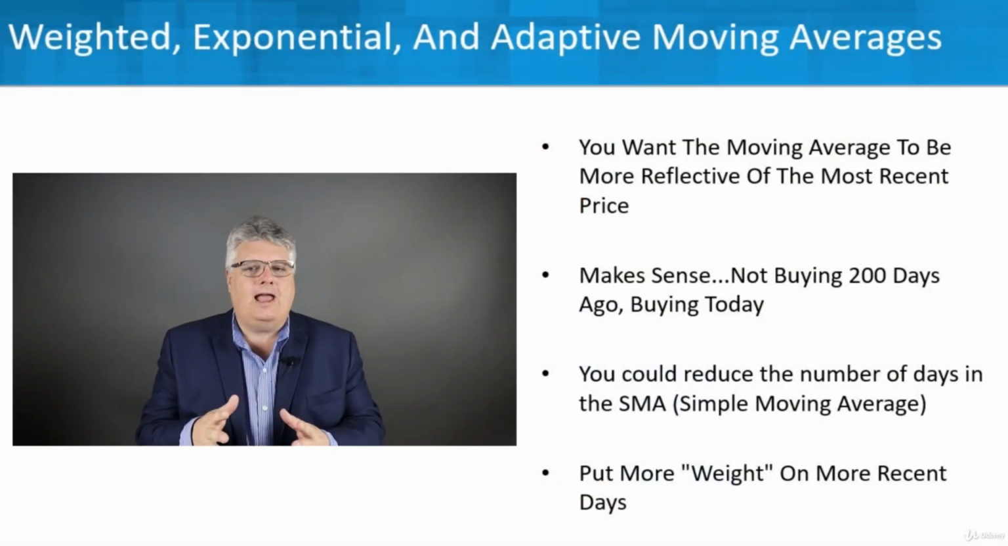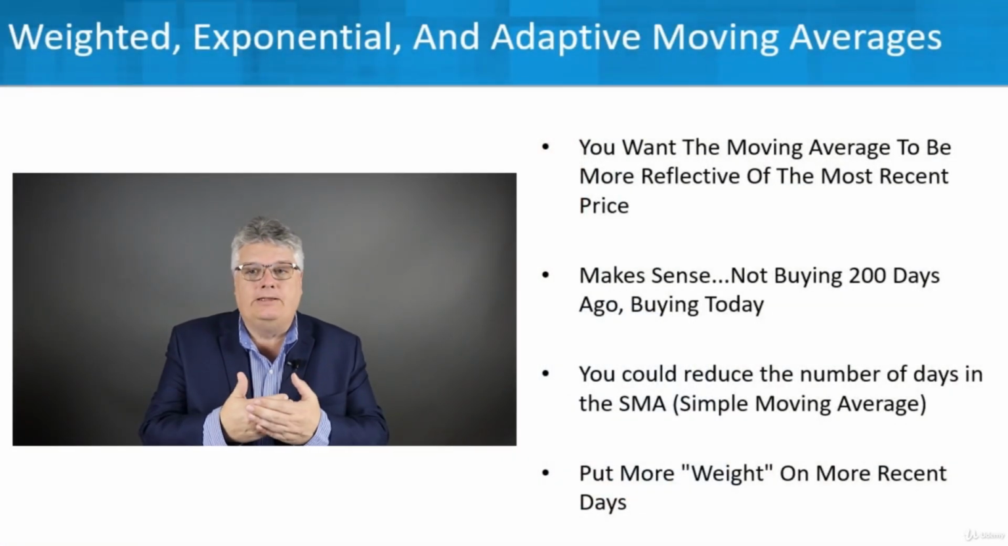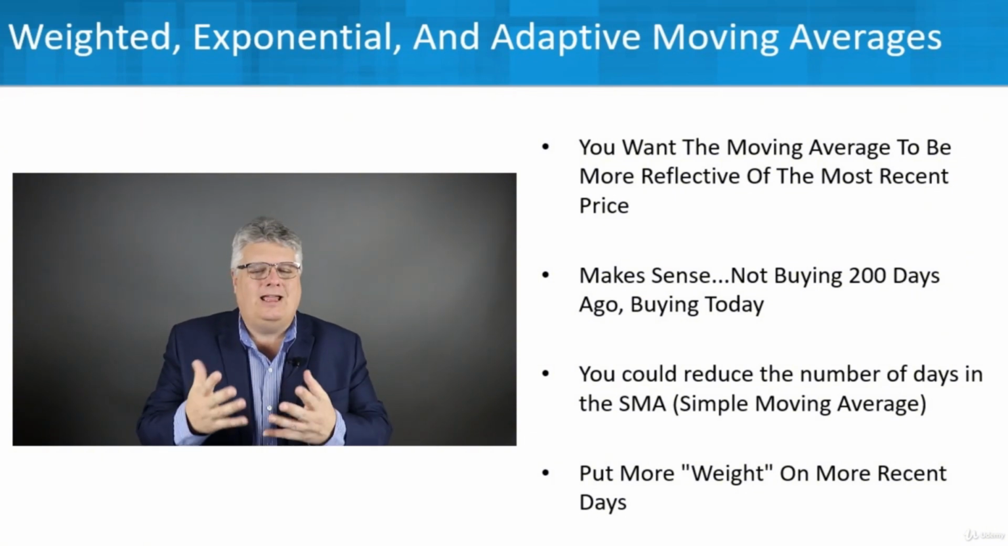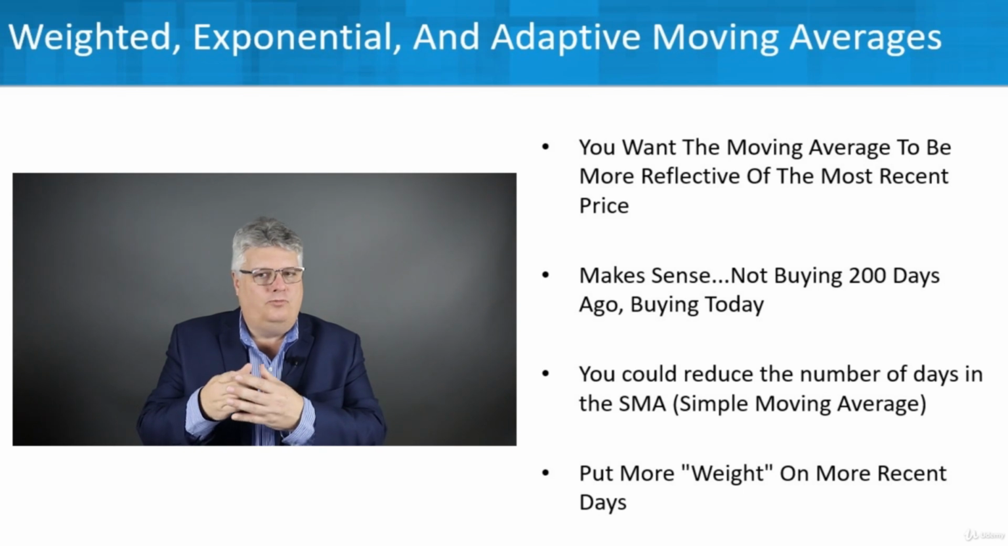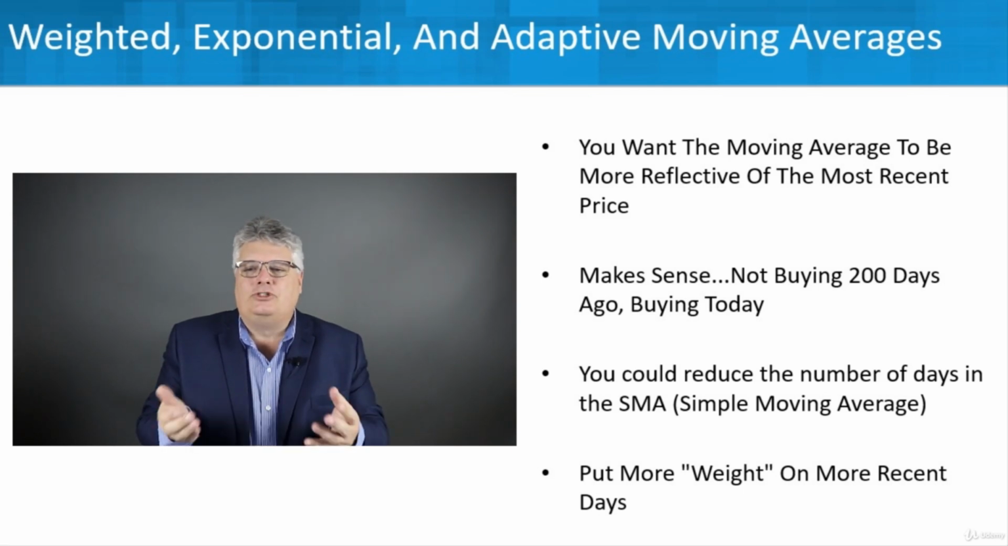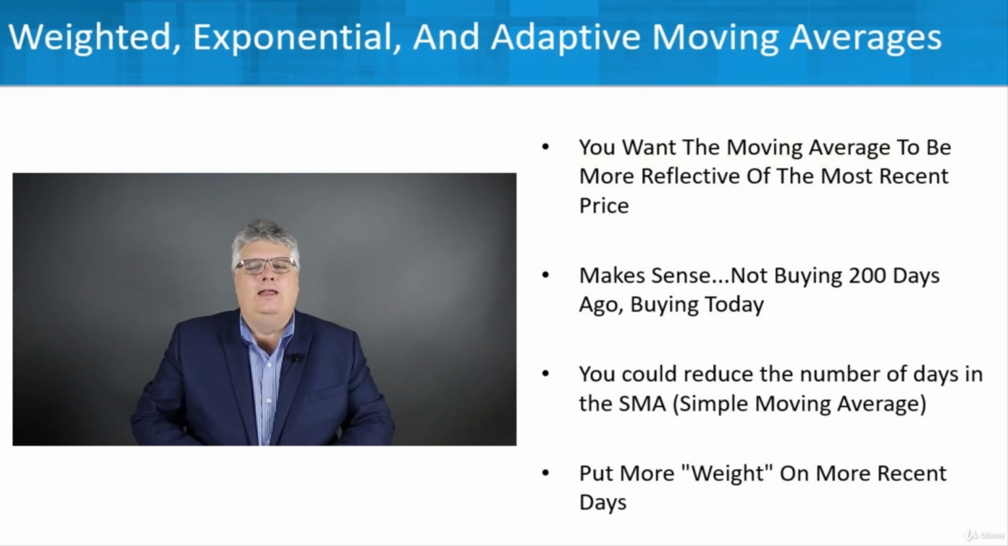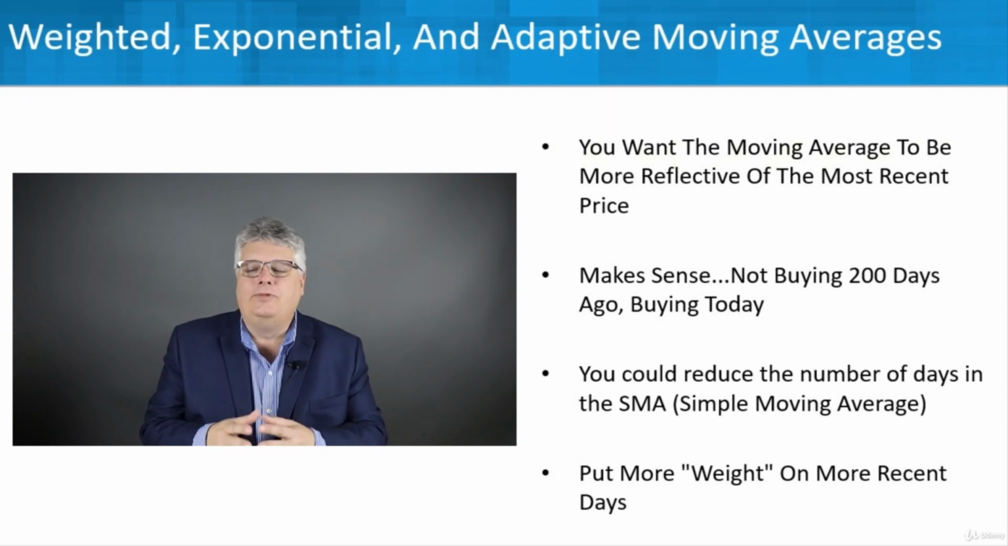But let's say you want a moving average that's more reflective of the most recent price. We know a simple moving average is an equal distribution between that price range. But it could make sense where you'd say, I'm more interested in what's happening closer, more weighted towards more recent pricing. You might think, well, I'm not buying 200 days ago. That's maybe too much of a lag. I want to use a weighting average that might take advantage of that.